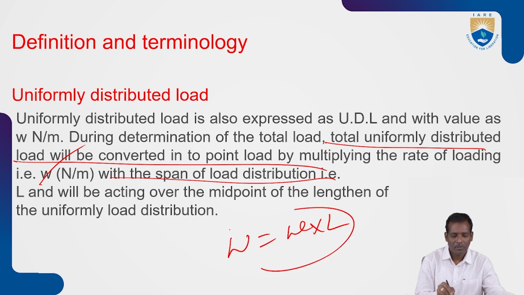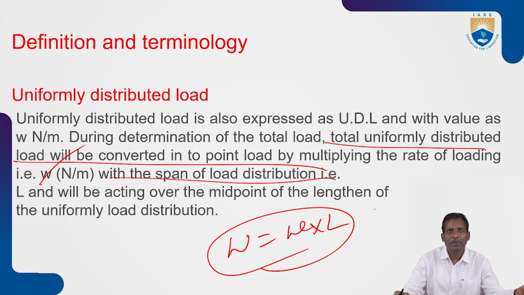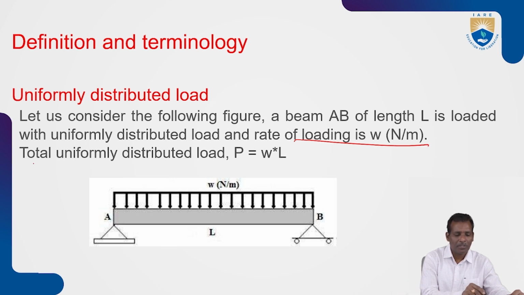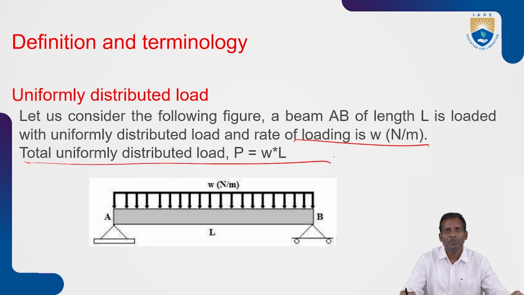W into L, and this load will be acting at the midpoint of the length of the uniformly distributed load. Consider the figure here: a simply supported beam of length L is loaded with a uniformly distributed load, and the rate of loading is W Newton per meter. The total uniformly distributed load P is equal to W into L. P or W, you can take any notation shown in this UDL.